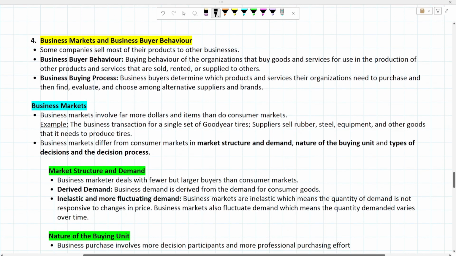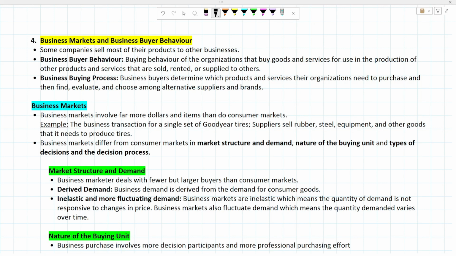So let's look at 4, business markets and business buyer behavior. Some companies sell most of their products to other businesses. Business buyer behavior is the buying behavior of the organizations that buy goods and services for use in the production of other products and services that are sold, rented, or supplied to others. In the business buying process, business buyers determine which products and services their organizations need to purchase, and then they find, evaluate, and choose among alternative suppliers and brands. So business markets, let's dive deeper into that.